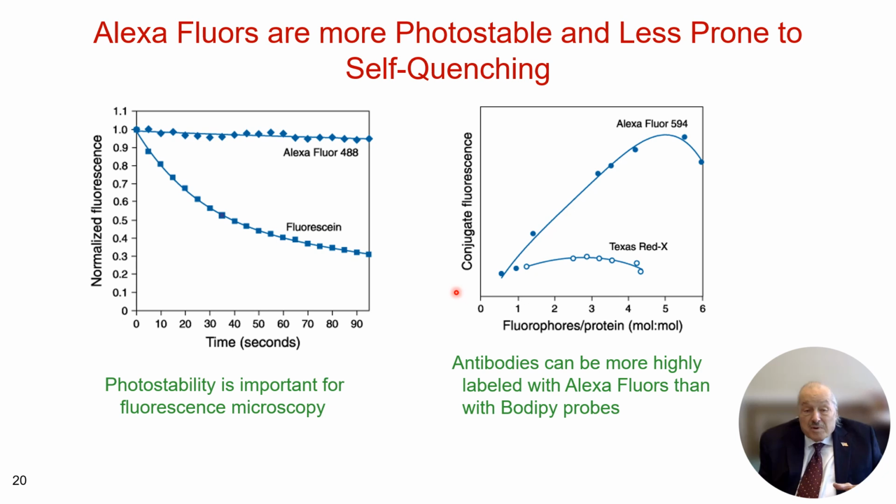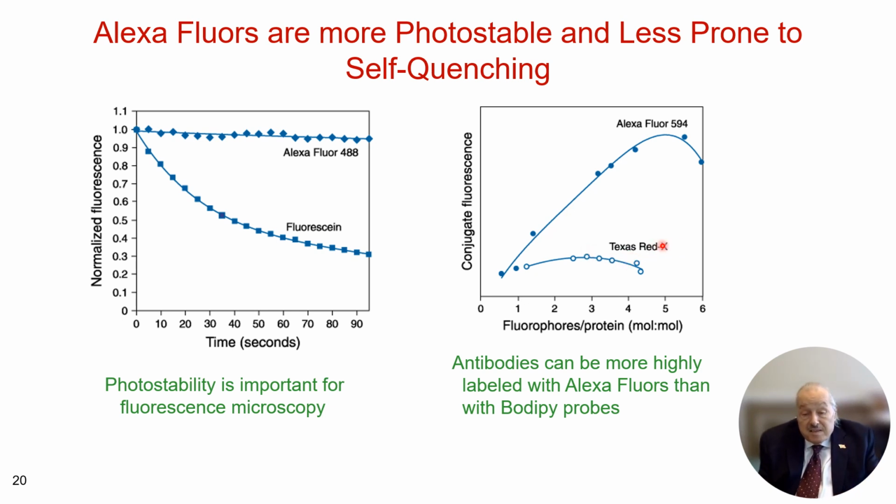So fluorescein is bleached very rapidly. The Alexa Fluor is not. And another favorable feature of the probes is you can label your macromolecules more heavily with an Alexa Fluor probe than you can with a rhodamine probe, which Texas Red is. That's an advantage because in many experiments, brightness is important.